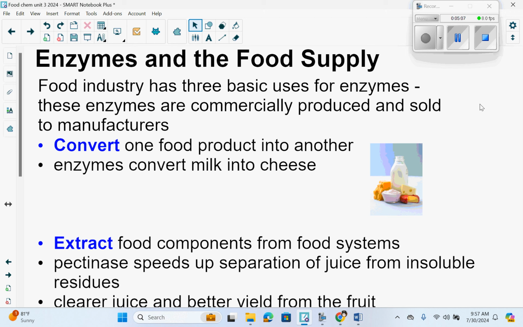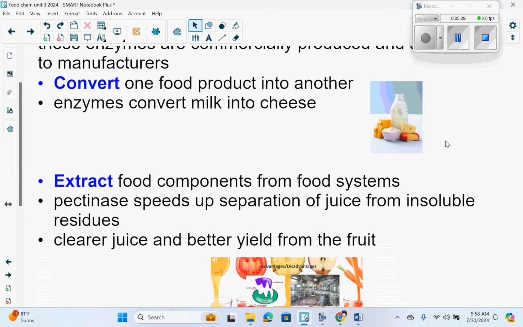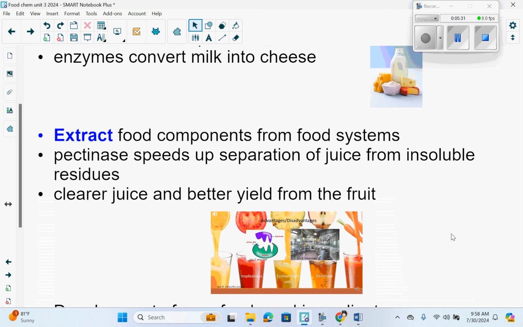Enzymes and the food supply. The food industry has three basic uses for enzymes. These enzymes are commercially produced and sold to manufacturers. So one function is to convert one food product into another. Enzymes can convert milk to cheese, right? Using rennin. You can extract food components from food systems.